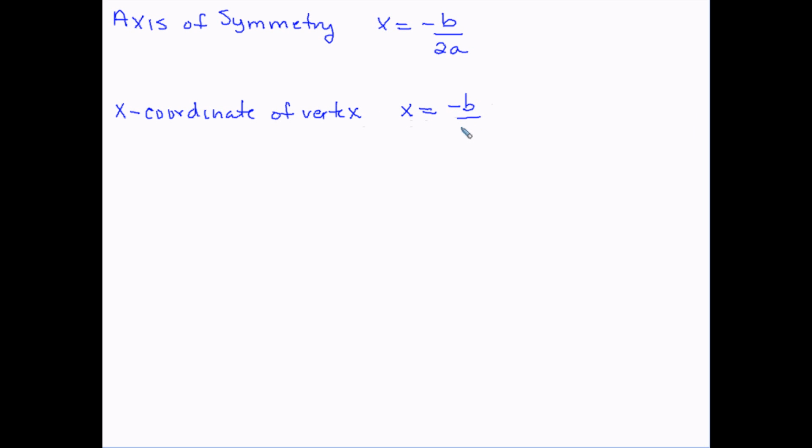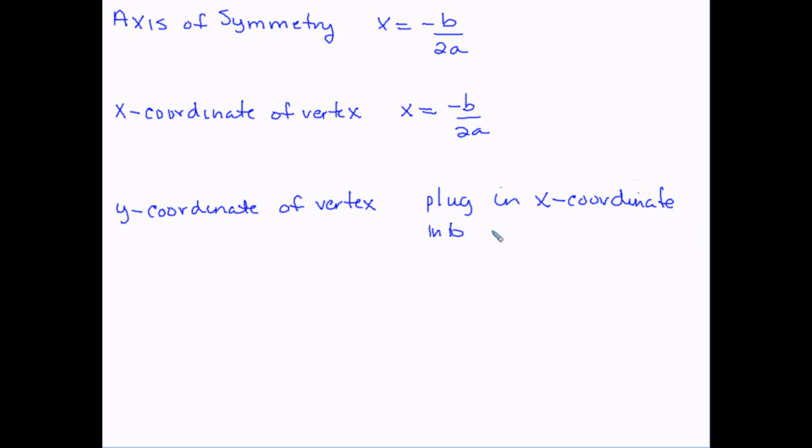So this one little equation will give us two parts of finding these things algebraically. Now to find the y-coordinate of the vertex, we're going to plug in the x-coordinate. Okay. And to find the y-intercept, we're going to plug 0 in.